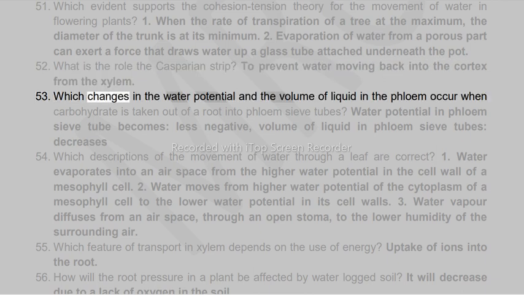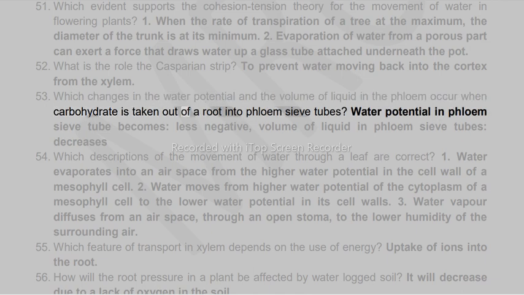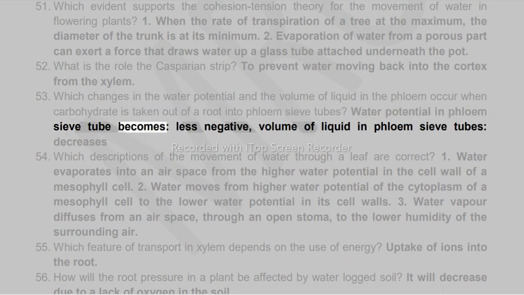53. Which changes in the water potential and the volume of liquid in the phloem occur when carbohydrate is taken out of a root into phloem sieve tubes? Water potential in phloem sieve tube becomes less negative, volume of liquid in phloem sieve tubes decreases.